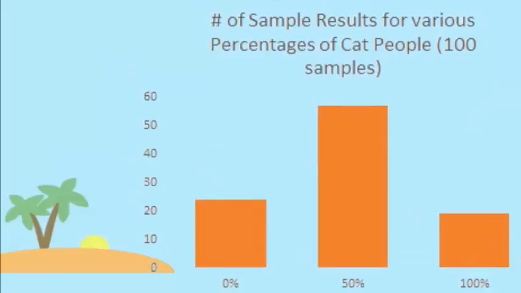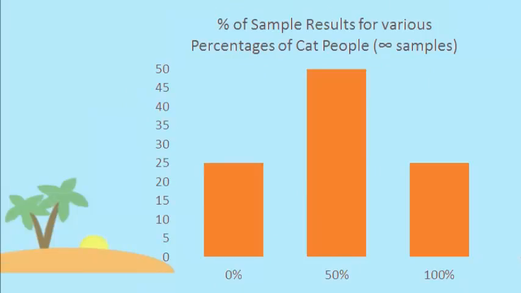Now let's imagine taking a sample of 2 people on Research Island, and let's imagine taking that sample of 2, 100 times. What percent of the time would we find that there were no cat people in our sample? Here, about 27% of the time. What percent of the time in these 100 samples do we find that there's 1 cat person, 1 dog person? A little bit more than half the time. And we find that there are 100% cat people a little bit less than 20% of the time.